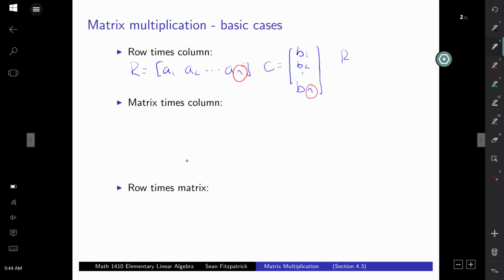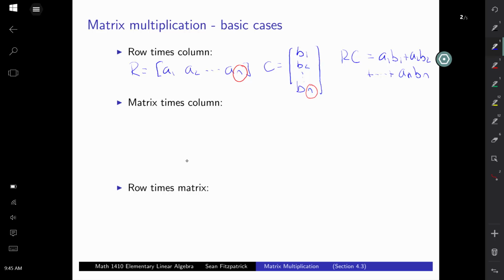So if I want to do R times C, I do A1 times B1, I do A2 times B2, and I continue all the way down to AN times BN, right? So each number from the row on the left can be paired with the corresponding number from the column on the right. We multiply those together, and then we sum all of those products. That gives us row times column.